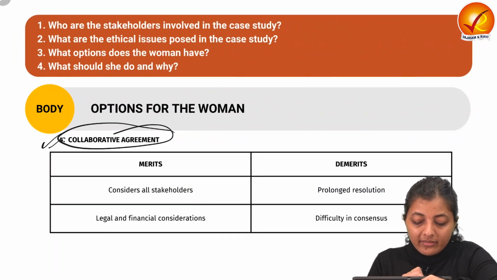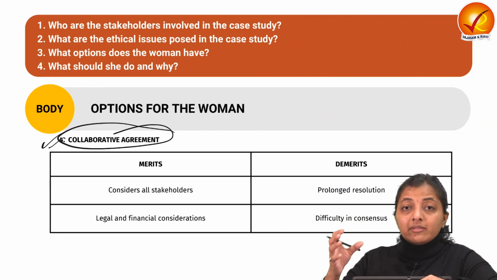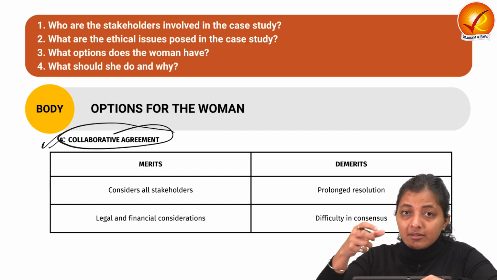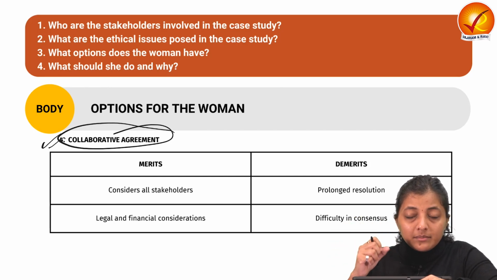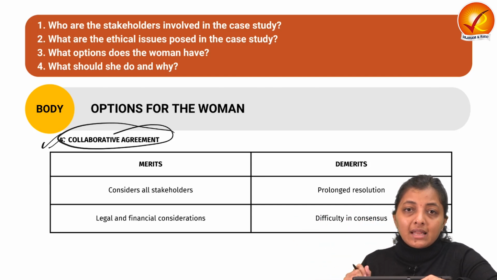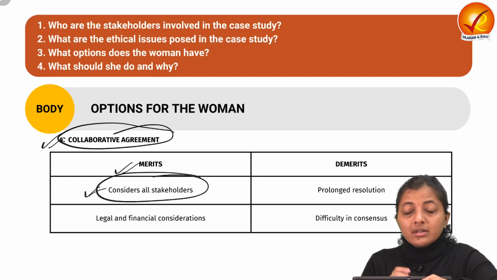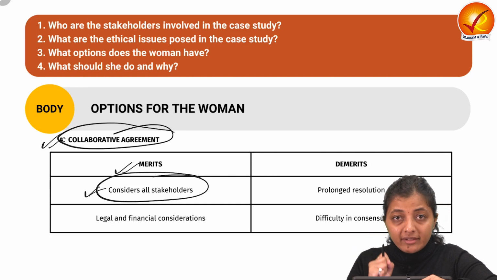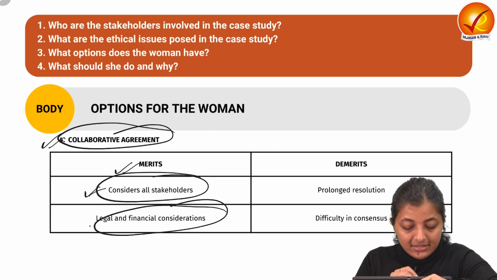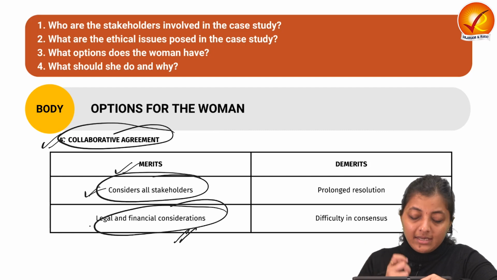Next is the collaborative agreement. It means she is asking other colleagues also. Whatever sexual harassment by that executive has happened in the past, she is approaching those victims, collecting the evidence, collaborating and cooperating with them, and then taking legal action against that executive. The merit is considering all the stakeholders. Now it is collaborative or cooperative. She is not alone in this legal battle. So legal and financial considerations she can take up in the legal action she can take against that executive.